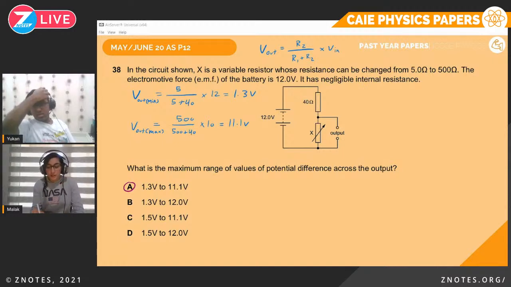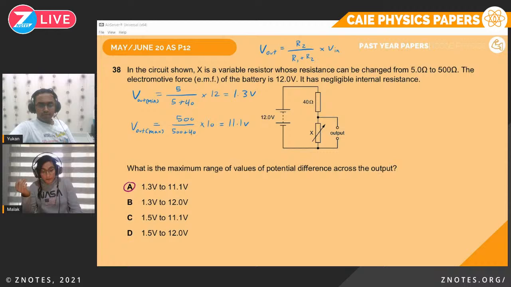So now the equation is V out is R2, which is right here, over R1 plus R2. This is R1, this is R2, times V in. So now for the minimum, V out minimum, we take the minimum resistance and we just plug that in, 5 over 5 plus 40 times 12, and we get 1.3 as the minimum. For the maximum, we just take the maximum value of resistance, plug that in, and we get 11.1 volts. So the range we would have is from 1.3 to 11.1.